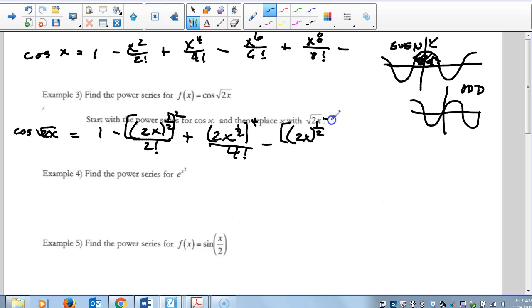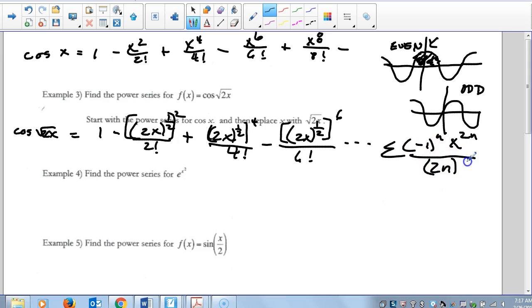I'm kind of being sloppy up here. This is to the 8th. So this should have parentheses around it. The first one was fine. Over 6 factorial. Blah, blah, blah. You get the point. So in general, I would say this is negative 1 to the n, so that it flips sign, x to the 2n all over 2n factorial, but that's not this one, right? That's just the general one.